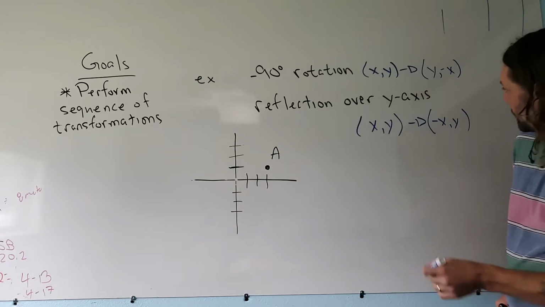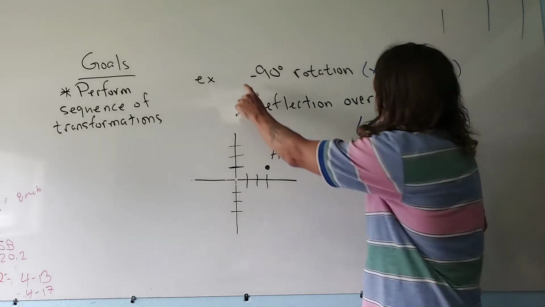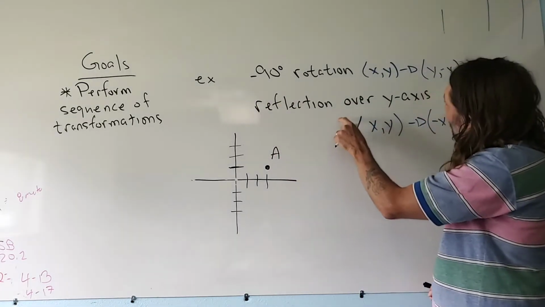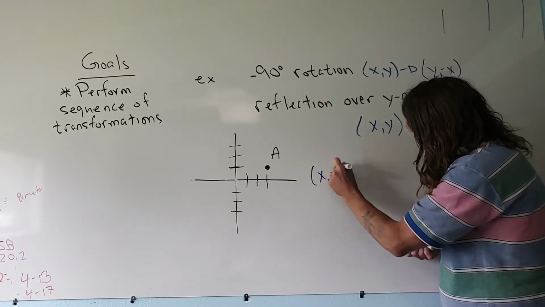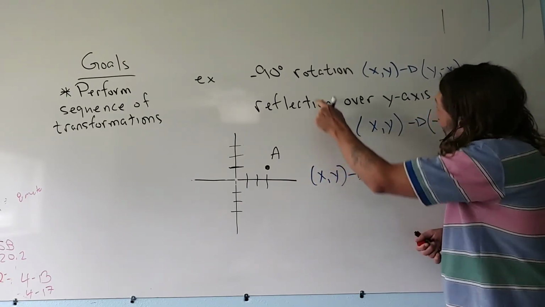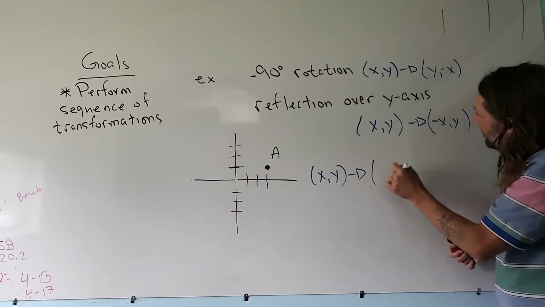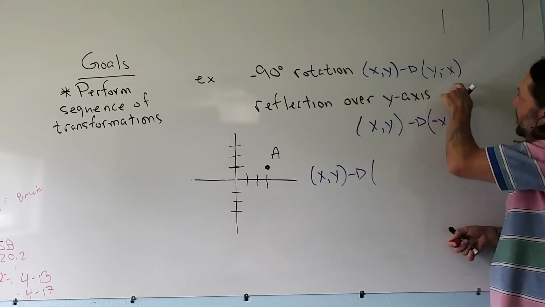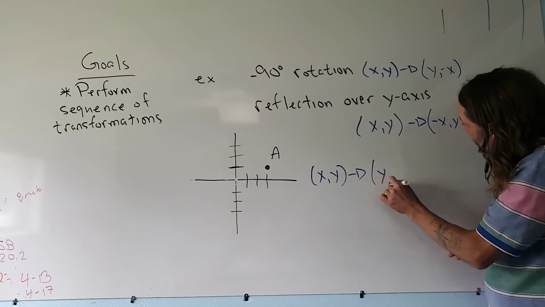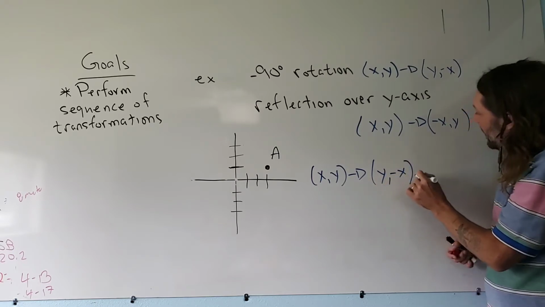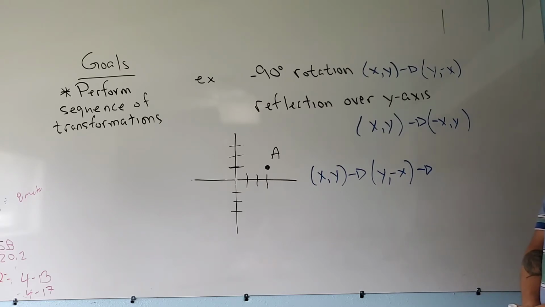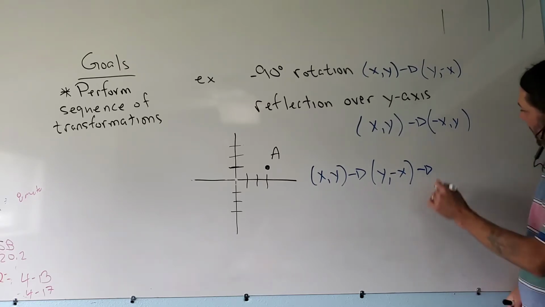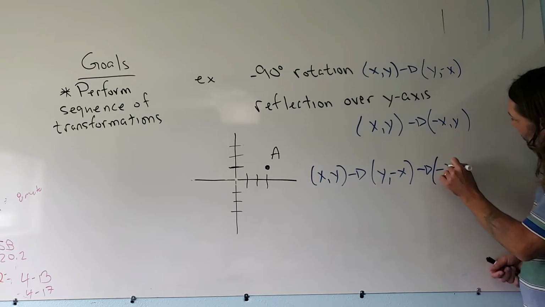Okay. So for this problem, doing this first and this second, we're going to say that (x, y) is first going to do a 90-degree rotation. So what's going to happen is it's going to turn into (y, -x). And then after it does that negative 90-degree rotation, it's going to do a reflection over the y-axis. So what's going to happen is we're going to get this.